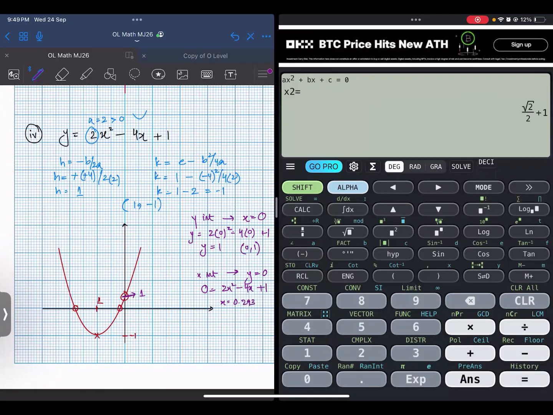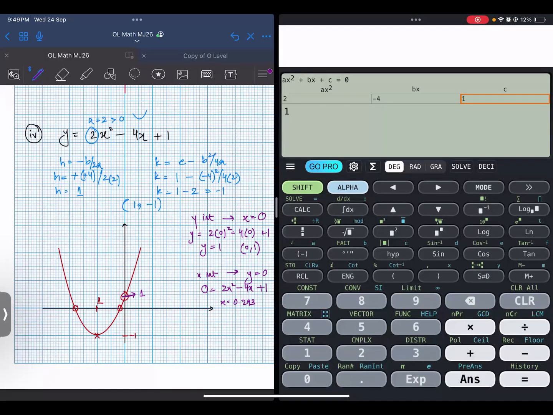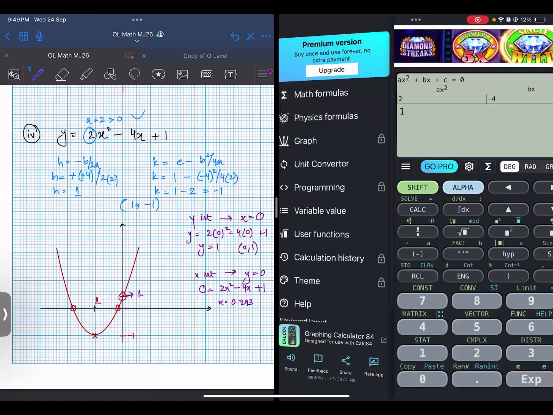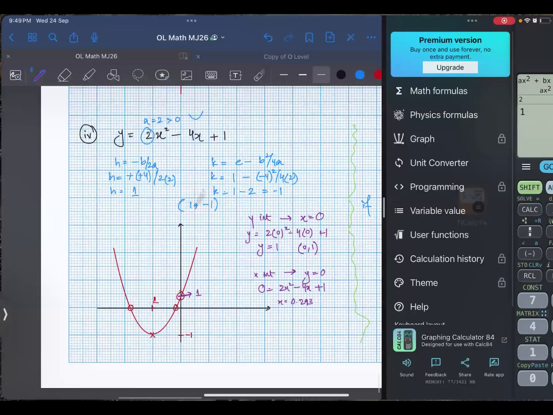The h will be our x and k will be y. Yes. Look, I have plotted it wrong. It was 1 comma minus 1. This would be over here.